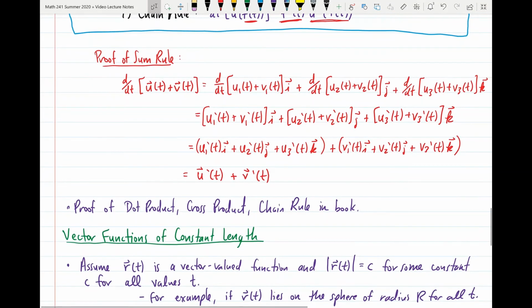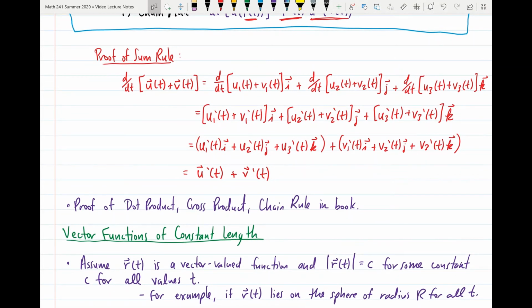And I'm going to give a little bit of a proof of the sum rule. It shouldn't be too long. So we want to take the derivative of u of t plus v of t, and to do that I'm just going to expand and use the component forms of both of our vector functions here.